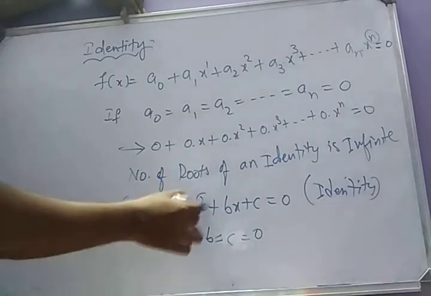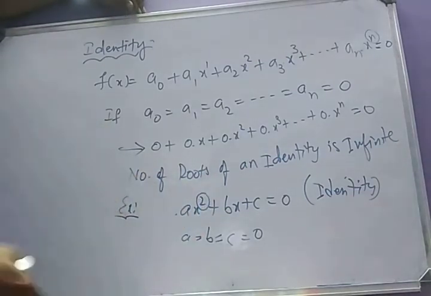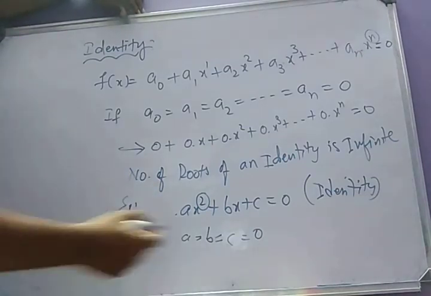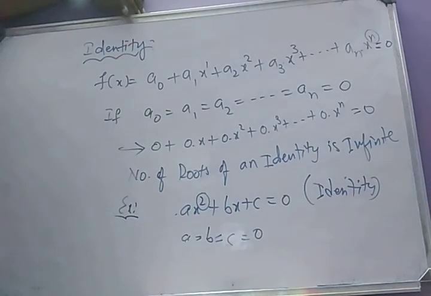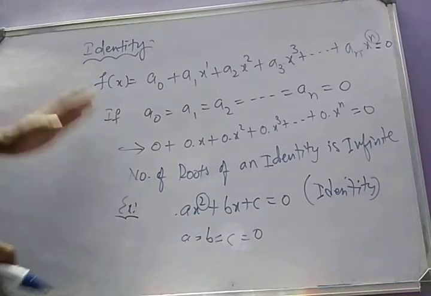Don't say that it is 2. The number of roots is not equal to 2. It is actually infinite. Infinite roots are there for this identity, because all the coefficients are equal to 0. Let us see one example to understand this particular concept.